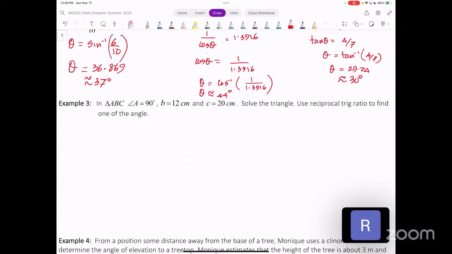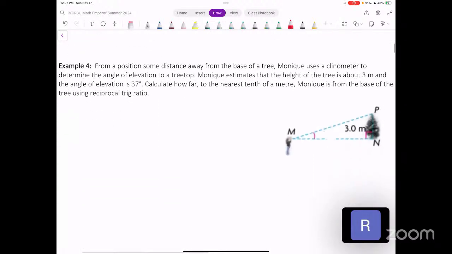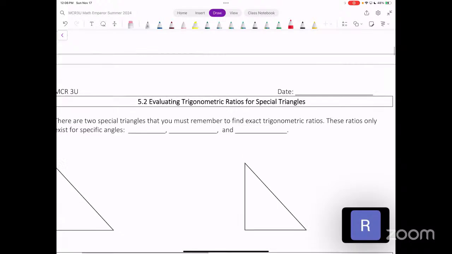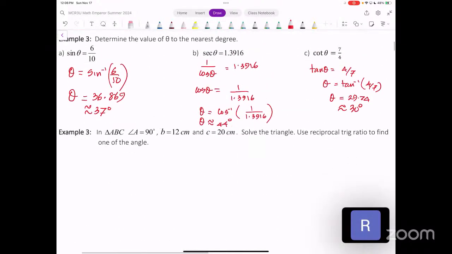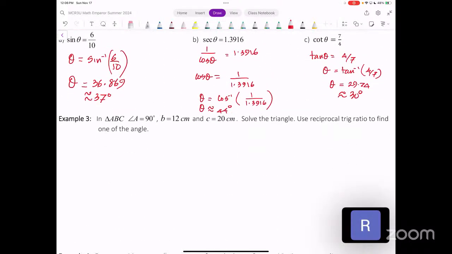All right, now we're going back to a question that involves a triangle. We should be able to use the triangle to find out. So in triangle ABC, angle A is 90 degrees. I'm going to sketch my diagram. Angle A is 90 degrees.